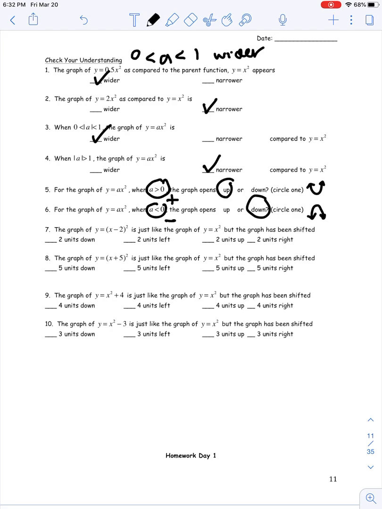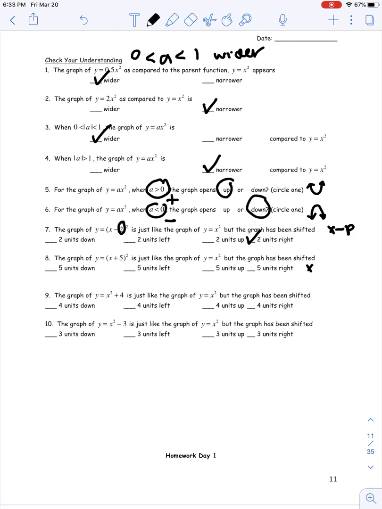Let's look at the p value here. Remember, the negative should always be there. So you're looking at the value right after the negative, and that means this is going 2 units either to the left or right. Whenever you're looking at the x minus p value, that's always only left and right directions. In this case, it's going to the right, so we say 2 units to the right.